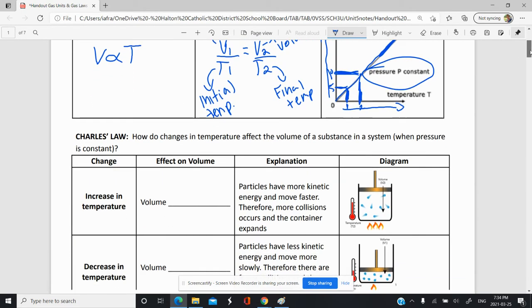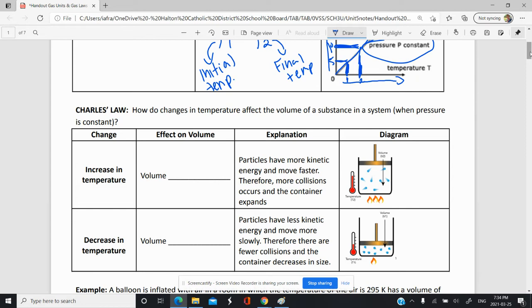Now we're going to take a look at how we can explain Charles' law with the kinetic molecular theory. So let's say, for example, you were to increase temperature. What that would do is it would cause your volume to increase as well, because they are proportional to each other. So if temperature goes up, then volume goes up. And why is that? Well, as you increase temperature, the particles are going to have more kinetic energy, and therefore they're moving faster. And because they're moving faster, they're going to have more collisions with the walls of the container, and the container is just going to expand as a result of that.